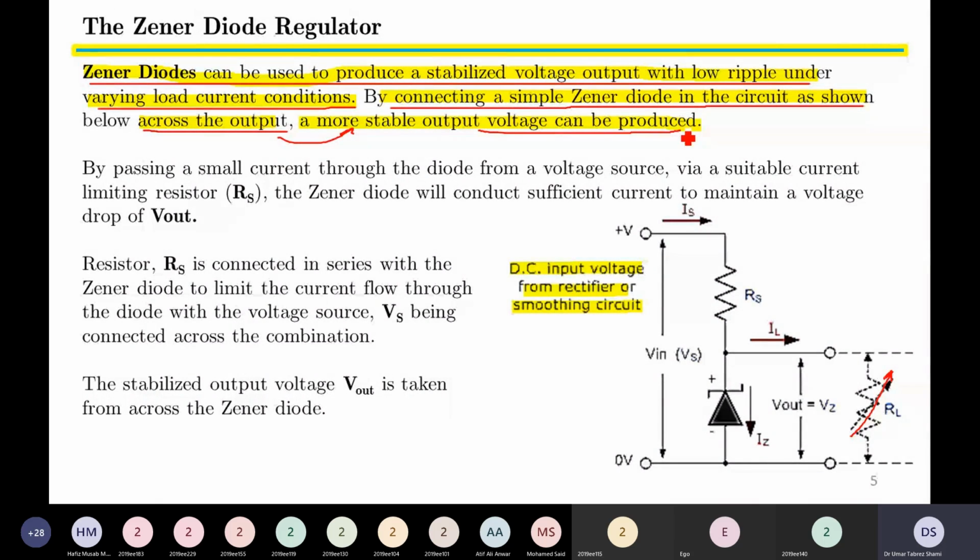And what we will get is a more stable output voltage, that is, by changing the value of R or by changing the amount of current, the output will not be affected, and we will get a constant voltage.